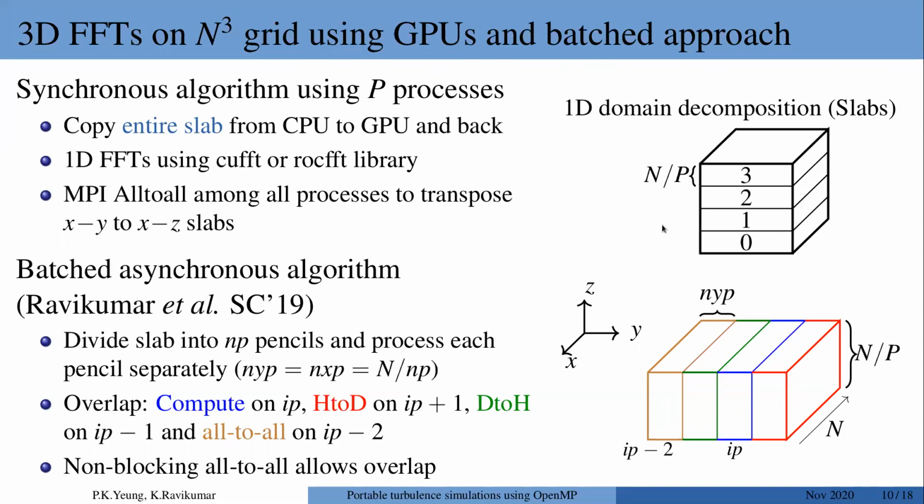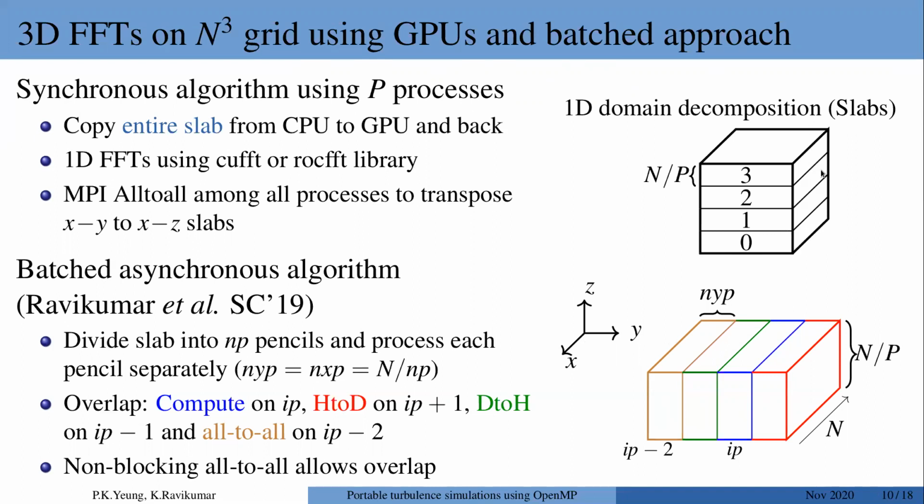In order to perform these 3D transforms, we copy an entire slab from the CPU, which is the host, to the GPU, the device, and perform Fourier transforms on it one direction at a time. So in this case, we can transform the data in the X and the Y directions directly, as they are both local to each MPI process on the GPU.